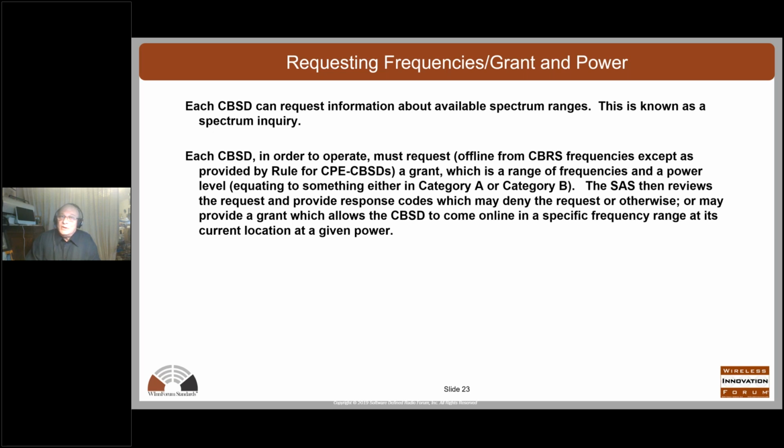And the next thing that you do is you request frequencies in a grant from the SAS. I will skip over this for time, but that's the important function of a CBSD before it can enter the ecosystem. Next slide.